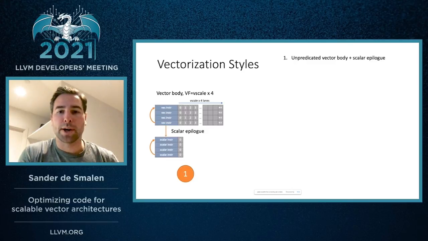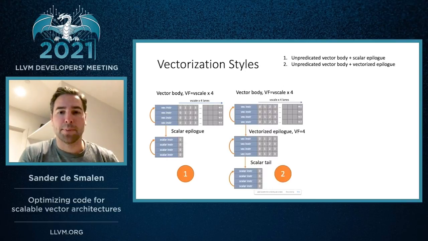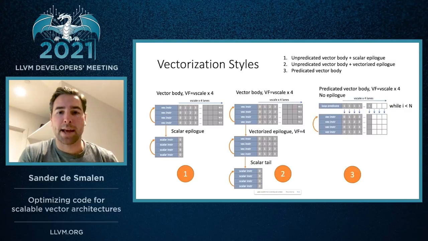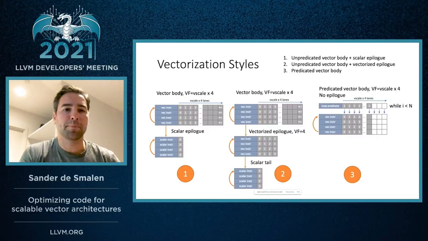We're currently also working on supporting two other styles of vectorization for scalable vectors, namely unpredicated vector body plus a vectorized epilogue loop, and a predicated vector body without any epilogue loop or tail. So basically, the tail has been folded into the main vector body. Style 2 and 3 do work for fixed width vectors, but we're currently working to also make this work for scalable vectors.